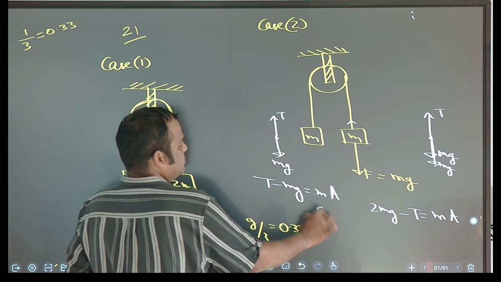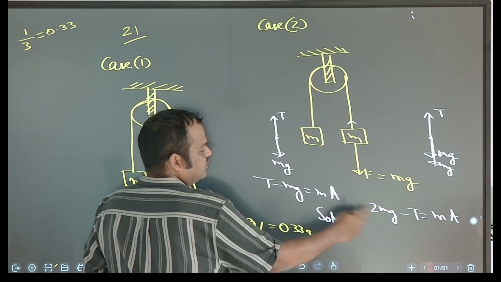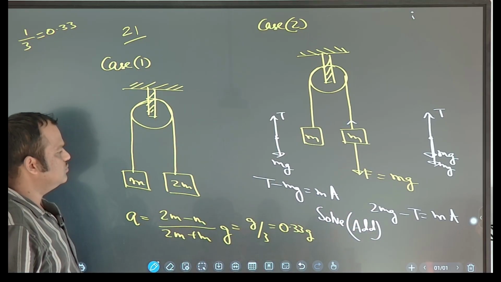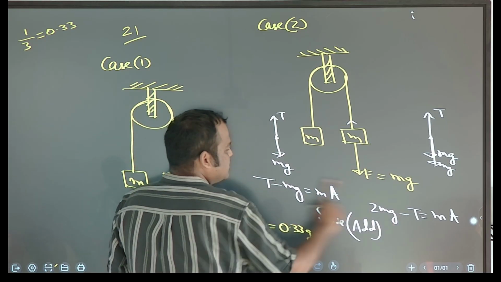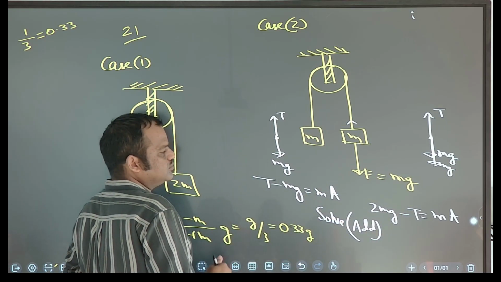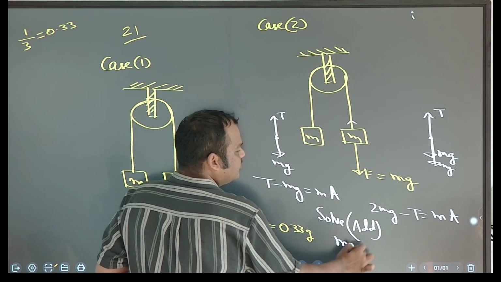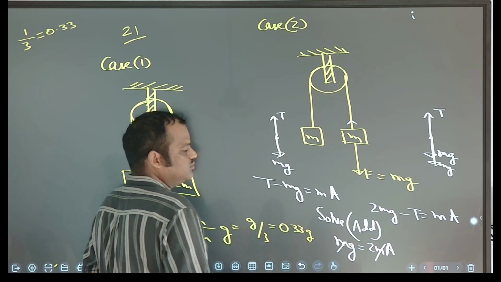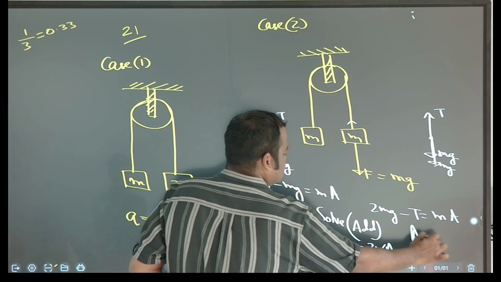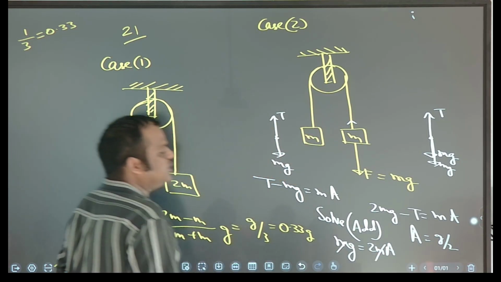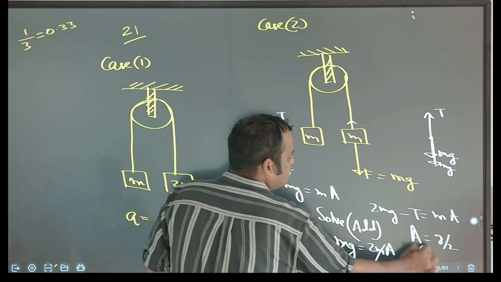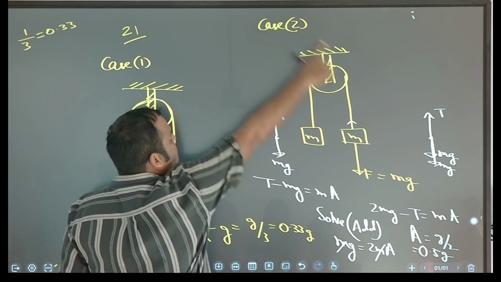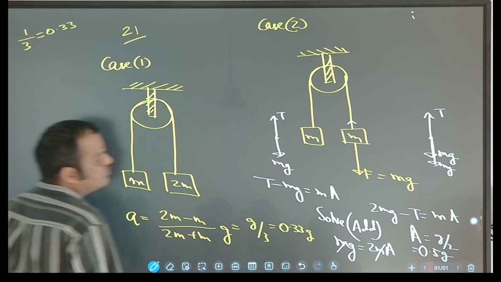Now you solve this. How will you solve? Add. If you add, what you get? T minus T cancel. Mg is equal to 2 ma. m cancel. So what is the acceleration? G by 2 means 1 by 2 means 0.5. So what is the acceleration in case 2? 0.5 G.